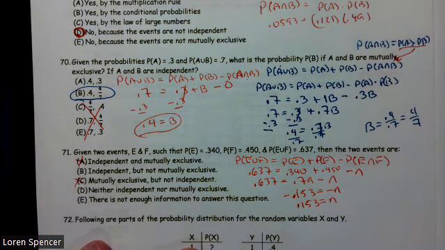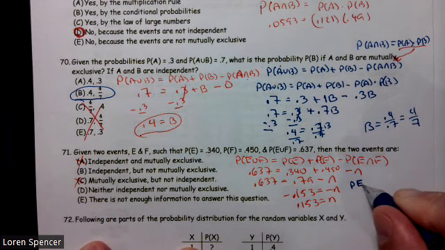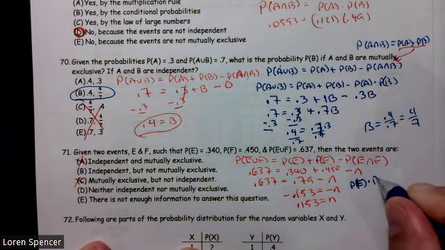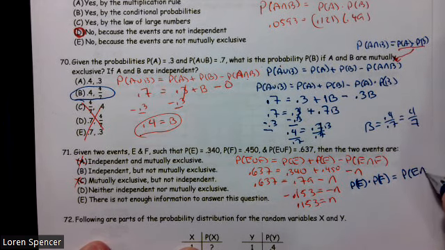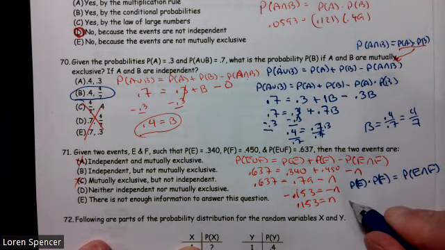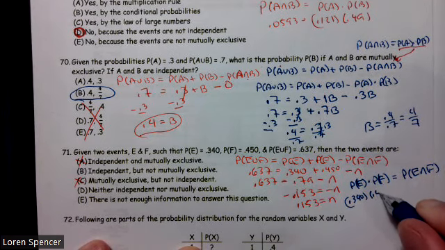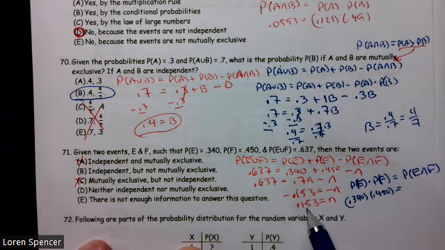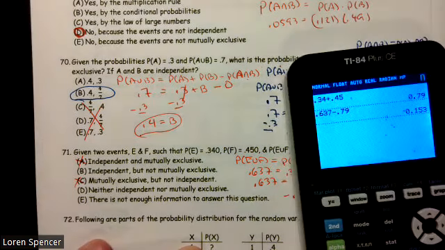If it's independent, we have to remember that the probability of E times the probability of F equals the probability of E and F. In this case, the probability of E is 0.340, and the probability of F is 0.45. And we just said that their intersection was 0.153. So let's see if that's true. If it's true, they're independent.